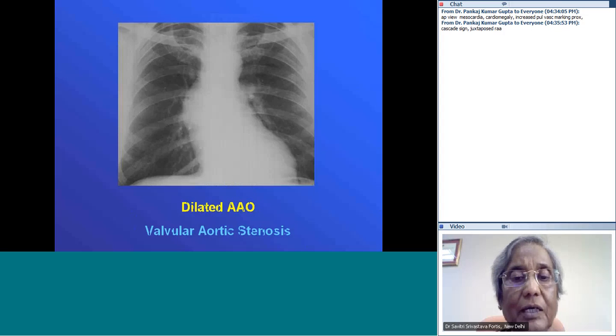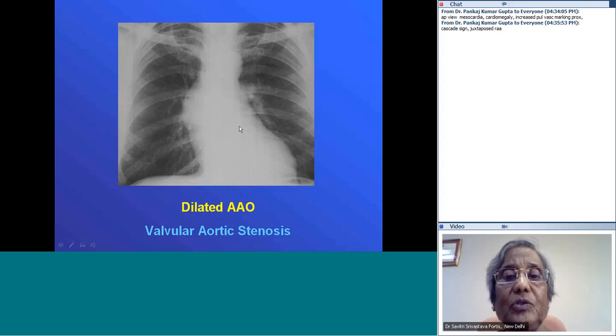Actually, somebody has said juxtaposed right atrial appendage. The juxtaposition actually causes a bulge in this area, not this. So this is a typical left ventricular configuration of the heart, and then this is the shadow of the ascending aorta. Because if it was the right atrium, it should go straight away. It is just a bulge here at the right heart border, in the uppermost part of the right heart border. This is classical for ascending aorta dilatation. And this, when you see it, is very characteristic of valvular aortic stenosis.